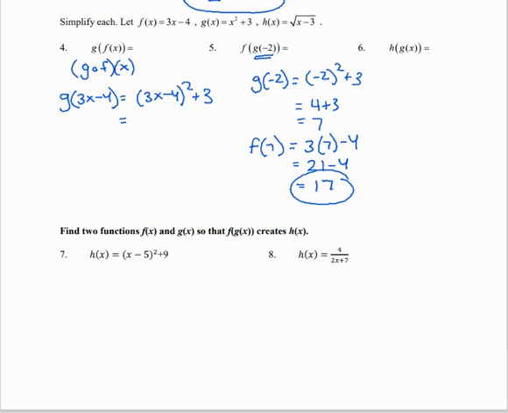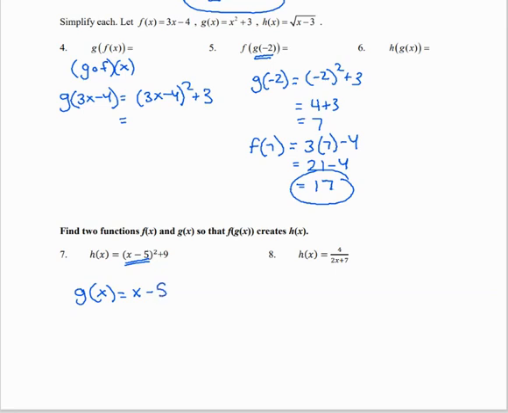The last thing we're going to look at is a function that's given to us, and we want to come up with 2 separate functions that could create it. So it says find 2 functions, f of x and g of x, so that when I compose them together, it creates h of x. Make life as simple as possible, okay? So for example, I see this quantity right here of x minus 5. So I'm going to call that my g of x, because remember, we're doing f of g of x, so g of x is what's inside first. So I'm going to call g of x, x minus 5.